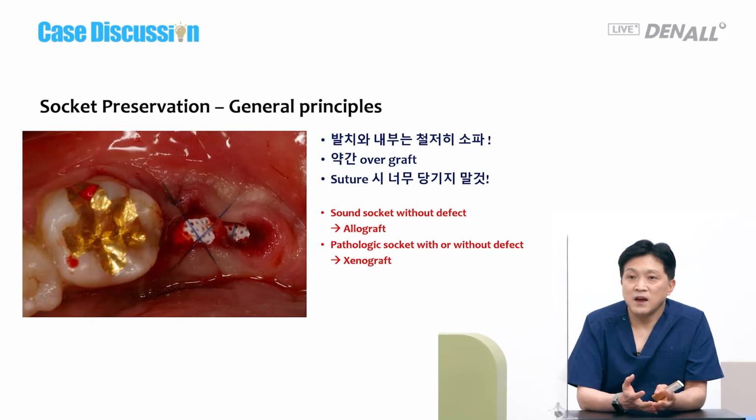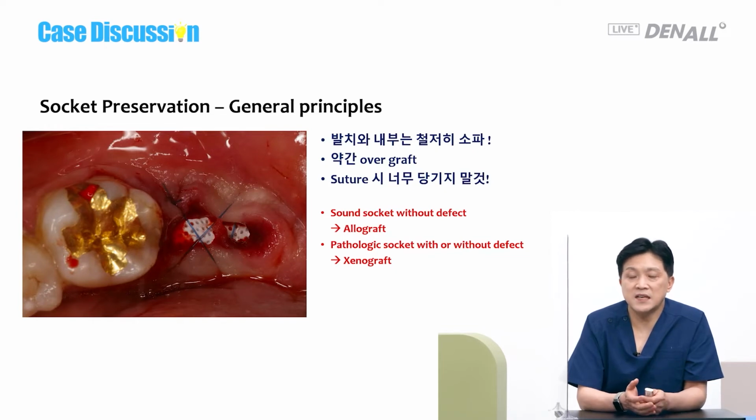So I do it like this. When the socket is sound and there's no defect, I use allogenic material. And when the socket is pathologic and there is a defect, I use xenograft. If you follow this principle, I don't think you will have a big problem.